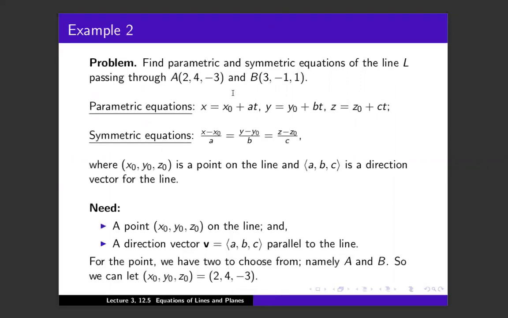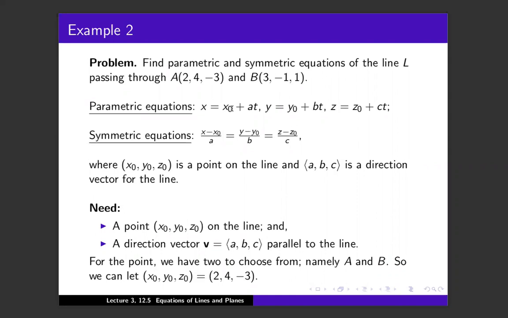All right, so suppose we want to find parametric and symmetric equations of this line that's passing through these two points. A is 2, 4, -3, and B is 3, -1, 1. Well, remember that we've got a formula for parametric equations and a formula for symmetric equations. Both of these formulas are given in terms of x0, y0, z0, which is a point on the line, and a, b, c, which is a direction vector that the line is going along. So we need those two pieces of information.